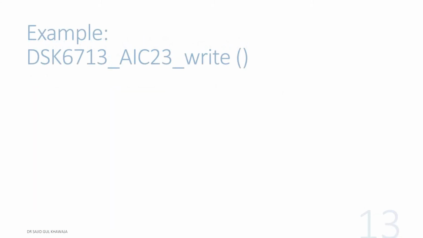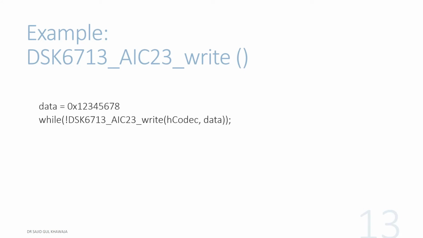In order to understand how read and write commands are going to work, we shall consider a very basic example. This example will be making use of the returning values of true and false from the subsequent read and write commands, so that the overall system can be stalled until a relevant read or a relevant write takes place. Here we'll be dealing with the write command only. In order to write data to the AAC23 codec, we have made use of a 32-bit variable which has been pre-allocated a certain amount of data that we need to write to AAC23.